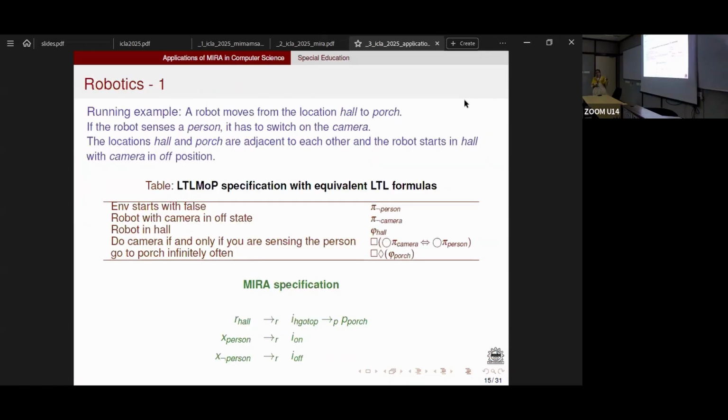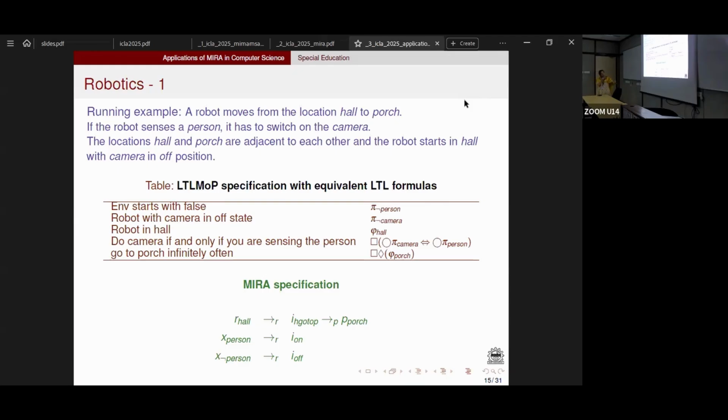Now, another application we did is for robotics, and each application that I said is available in the paper. I can give the reference for it. So this is a running example where a robot has to move from the hall to the porch, and if the robot senses a person, it has to switch on the camera. The hall and the porch can be assumed to be next to each other. Here, the robot starts in the hall with the camera in off position. So the first portion here is the LTL specification of the robot in one of the papers.